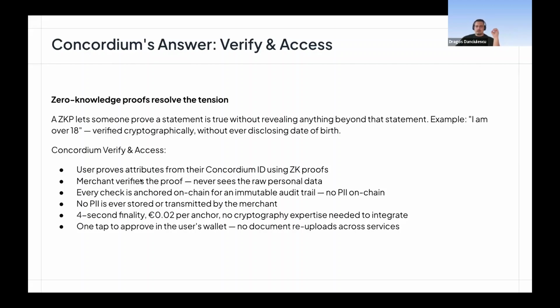Now, verifying access provides the user the ability to prove their attributes from their Concordium ID using zero-knowledge proofs. Then the merchant will be able to verify the proof without seeing any raw personal data. Every check will be anchored on chain for an immutable audit trail.